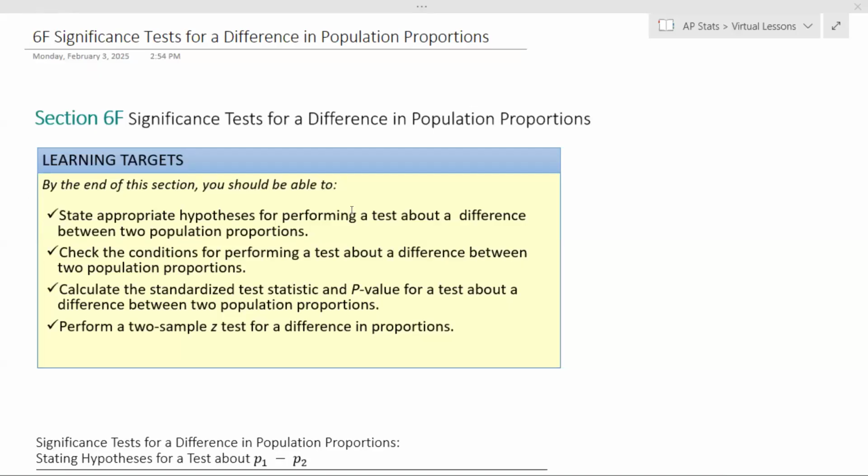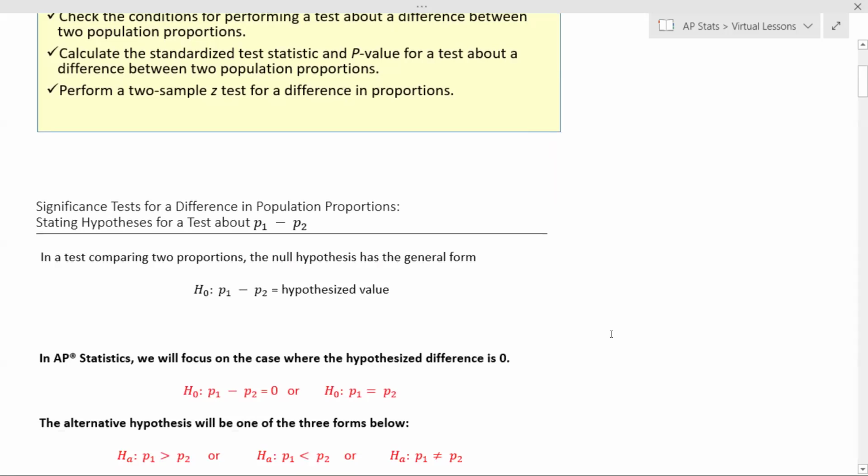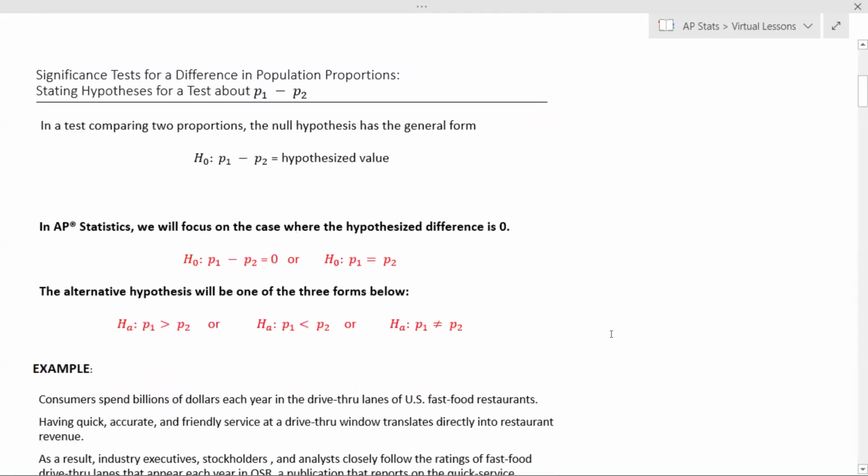Okay, so we're going to state appropriate hypotheses for performing a test about a difference between two proportions. And then, like I said in the other videos, we're going to check the conditions. We're going to calculate the standardized test statistic and p-value. And then we're going to perform a two-sample z-test for a difference in proportions.